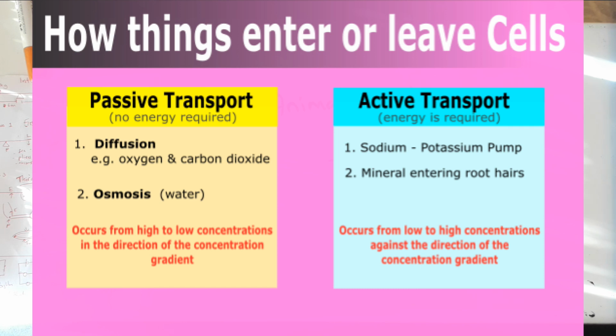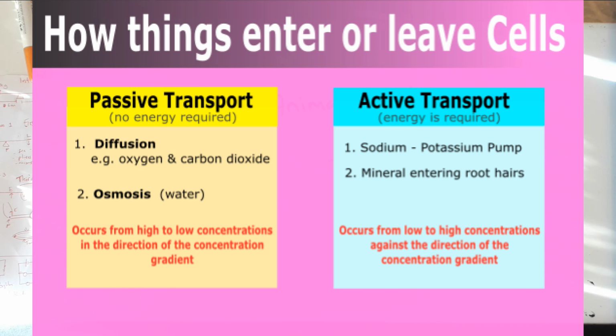How things enter or leave cells, right? So if you have a cell, you have to control what's coming in and what's going out, whether it's an animal or a plant cell. So things can enter or leave by passive or active. Remember, we discussed passive and active. Passive, you don't have to give it any energy for it to happen. Active, you will need to give it energy.